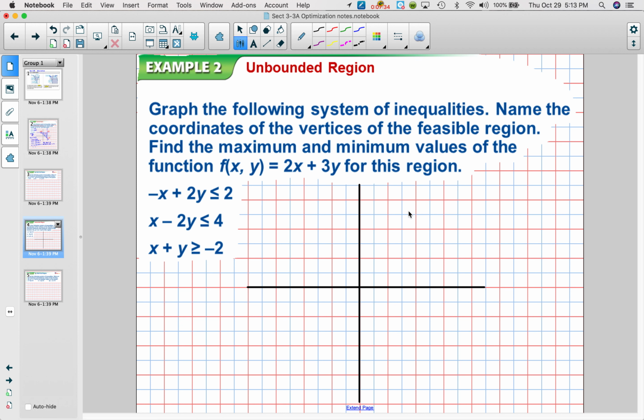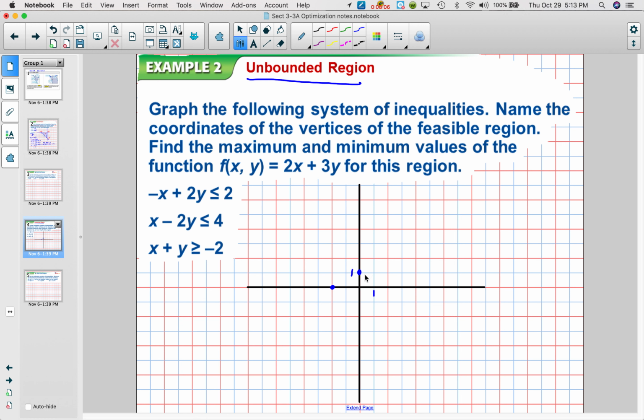All right, so for this next problem, you can see from the title right here that we're going to be looking at an unbounded region. So we're going to see how we deal with one of those. I'm going to use the x and y intercepts method to graph this. So if I let x equal 0, then I'm going to get y equals 1. If I let y equal 0, then x would have to be negative 2.